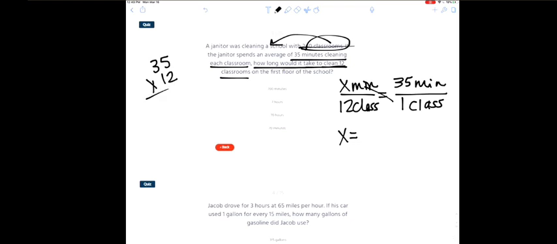35 times 12, 2 times 5 is 10. Carry the 1. 2 times 3 is 6, plus 1 is 7. My placeholder 0. 1 times 5 is 5. 1 times 3 is 3. 0. 7 plus 5 is 12. 1 plus 3 is 4. So 420 minutes. Okay? 420 minutes are not an option.